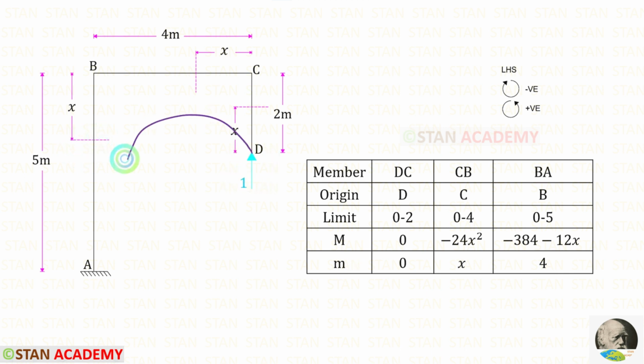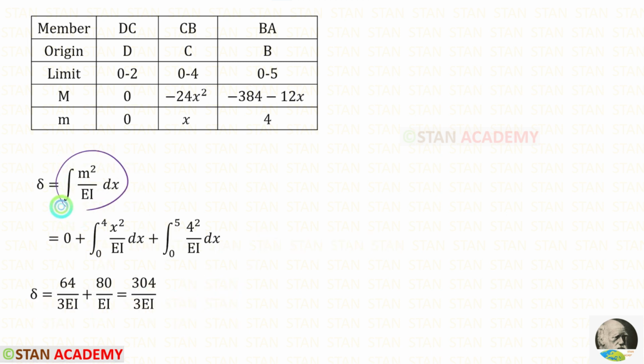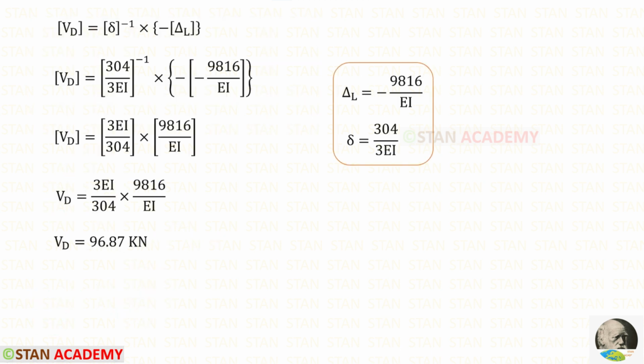It is acting in the anti-clockwise direction, so that it will be positive, and the distance is 4.1 into 4, it will be 4. Using this formula, we can find delta L, and by using this formula, we can find delta. We have found delta L and delta. In this equation, let us apply both of them.